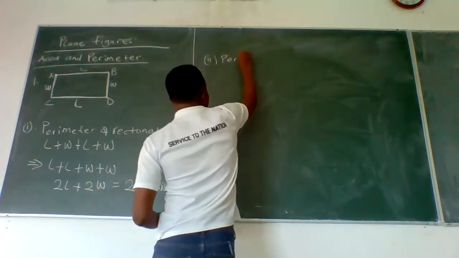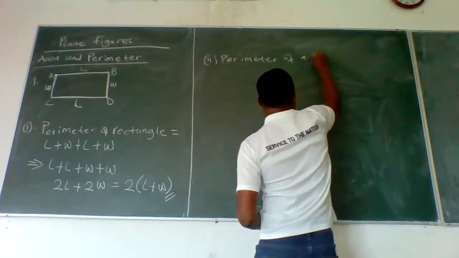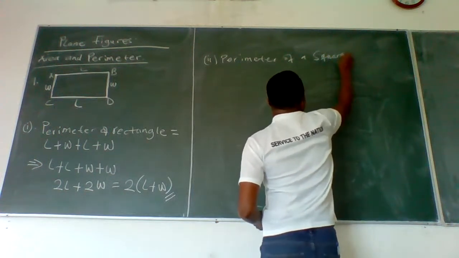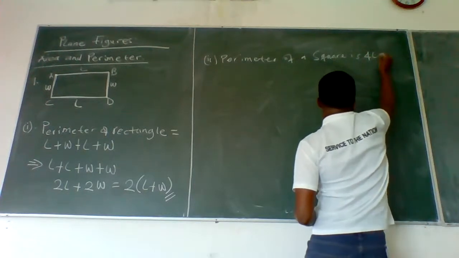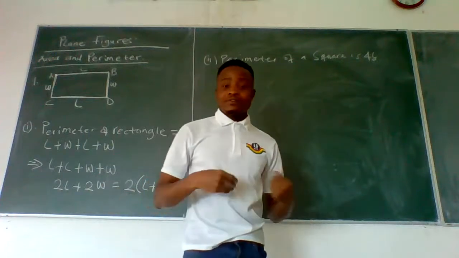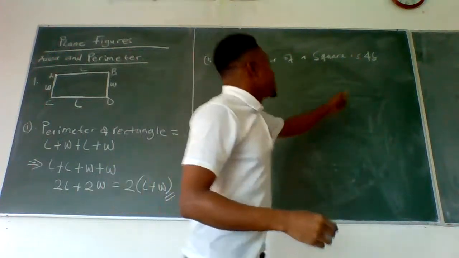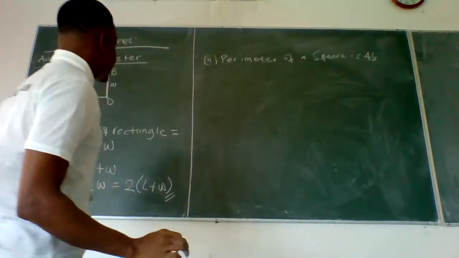So the perimeter of a square is 4L, where L is the length. It can be 4L, 4A, 4B. We are just representing the length with a letter. That's all. There's nothing new here.